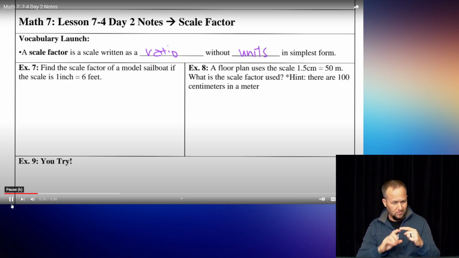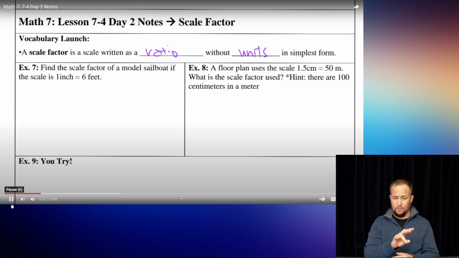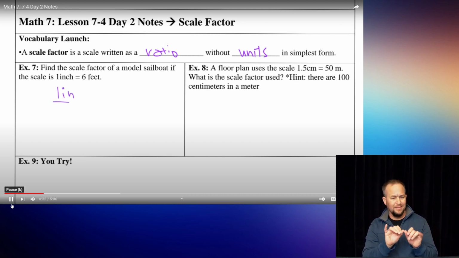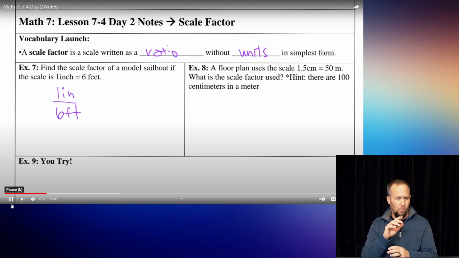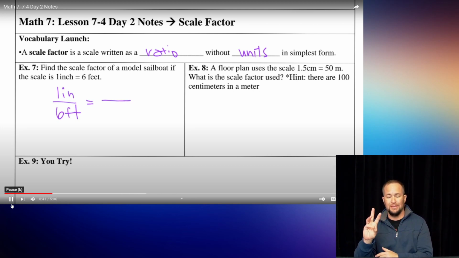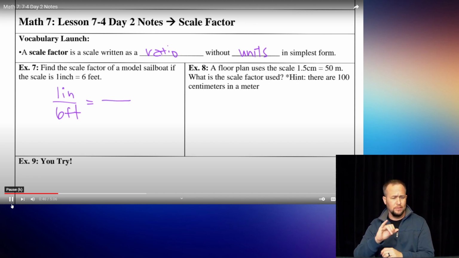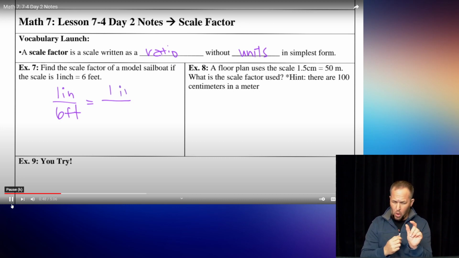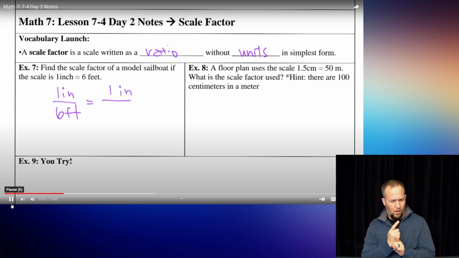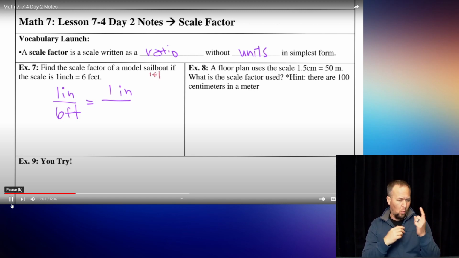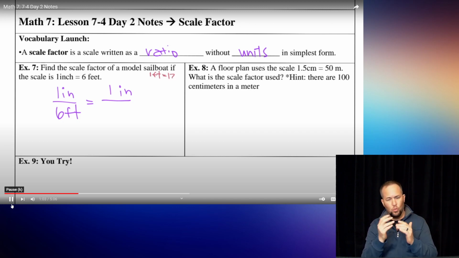Example 7, find the scale factor of a model sailboat if the scale is 1 inch to 6 feet. So again, we're sticking to the model over the actual situation. But then in setting up our scale factor, we have to get both units to be exactly the same. So I know 1 inch is teeny tiny, but then I have to convert feet into inches. So in order to do that, you have to recall how many inches are in 1 foot. So I like writing it off to the side. I know that in 1 foot, that's equivalent to 12 inches.